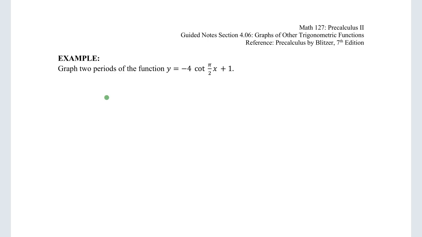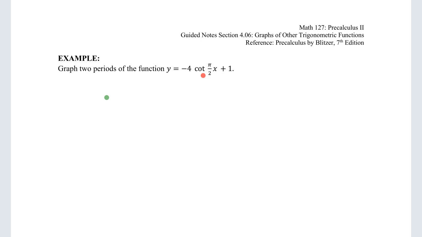Since I'm working with the cotangent, when we are solving for the asymptote, this is from 0 to pi. So we are solving from 0 to pi. Why 0 to pi? Because remember, the definition of cotangent is equal to cosine over sine. And remember, sine theta is equal to 0 at 0 and pi.